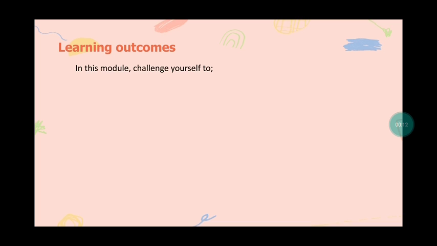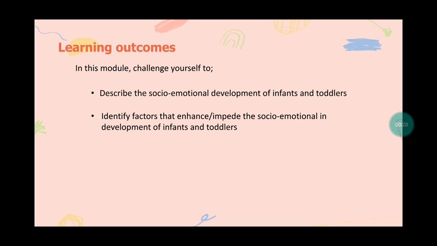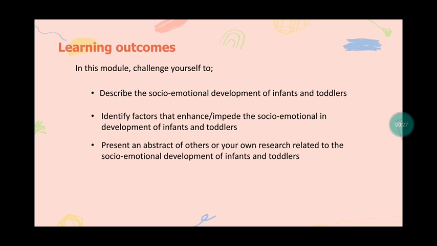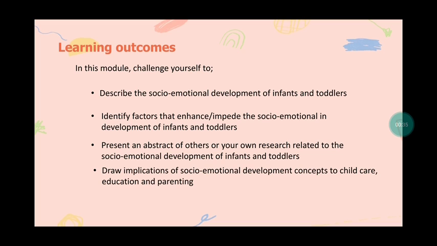Learning outcomes. In this module, challenge yourself to describe the socio-emotional development of infants and toddlers. Identify factors that enhance or impede the socio-emotional development of infants and toddlers. Read and abstract the work of others, or your own research, related to the socio-emotional development of infants and toddlers, and draw implications of socio-emotional development concepts to childcare, education, and parenting.